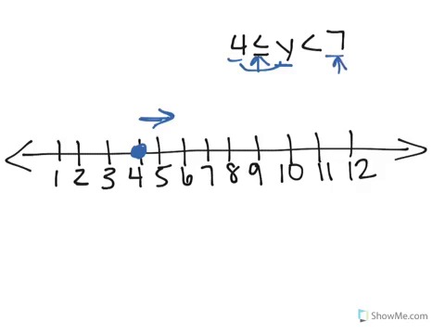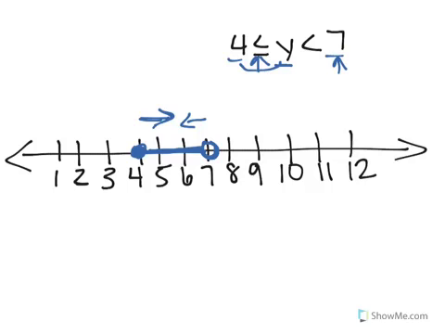And looking at my sign, I'm going to have an open circle. And I know that my y values are getting smaller than 7. So I'm going to shade this way. And so according to the arrows, I'm going to shade what's in between. And that's what my graph would be for my compound inequality.